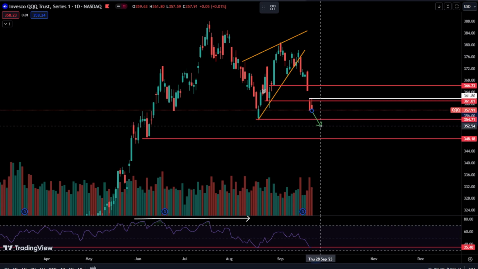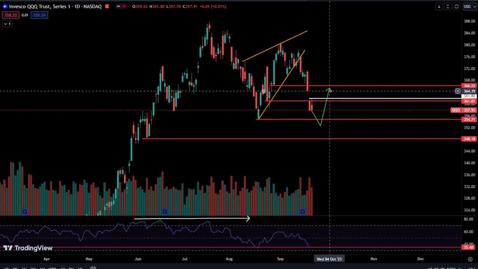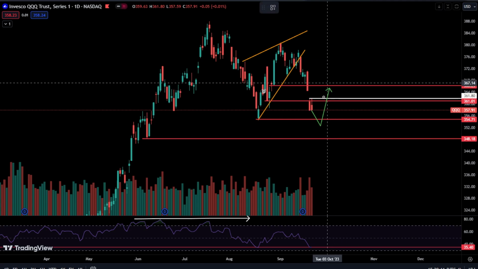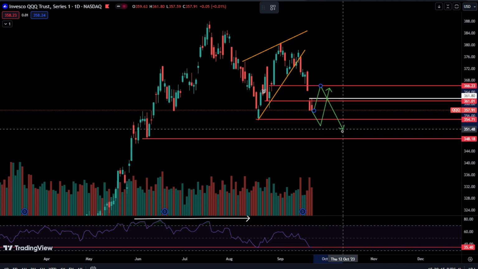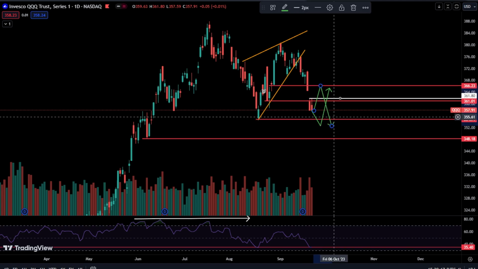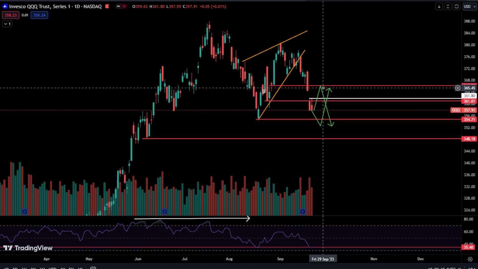You come down here, maybe you slightly undercut it, and then short squeeze. All right, we'll keep the arrows all different colors. Short squeeze, probably get a lower high, and then come down and undercut this low. But also, we're going to pay attention to the levels.